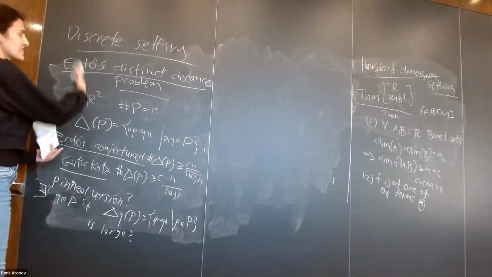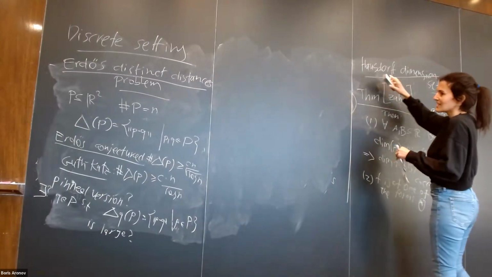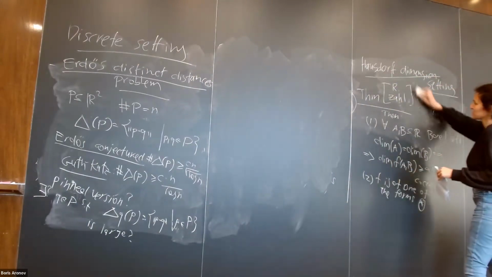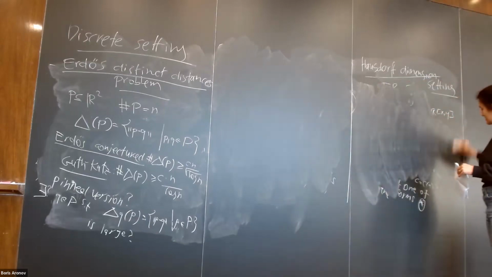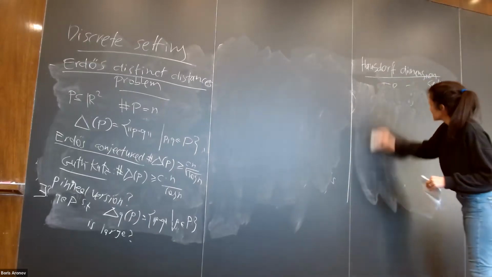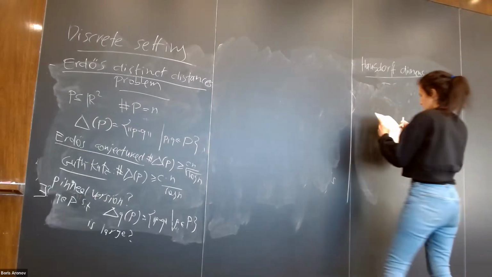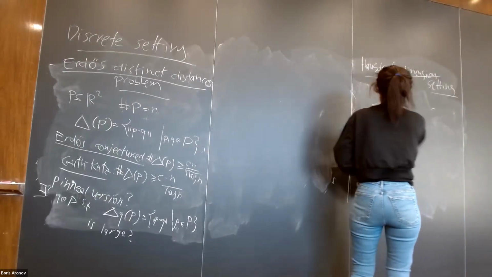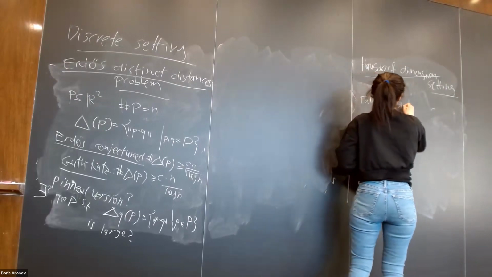Okay, so this is in the discrete setting, and I want it to look like a table. I'm erasing this, because otherwise, okay. So in the Hausdorff dimension setting, we have the problem of Falconer. The Falconer problem. This is this one.